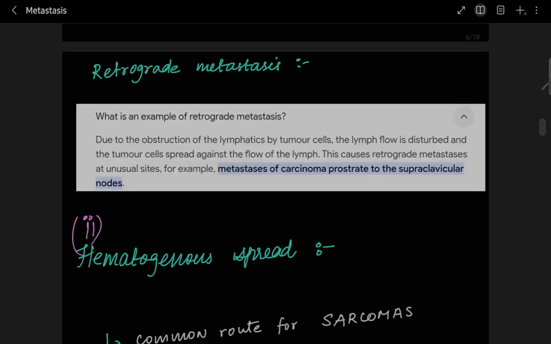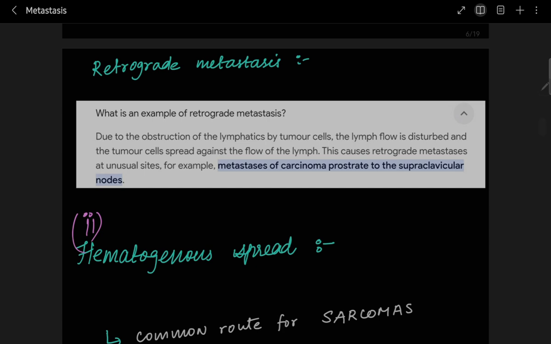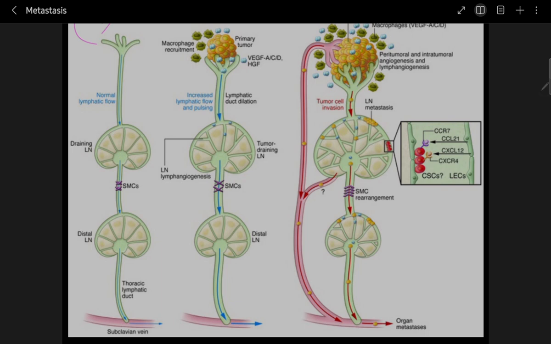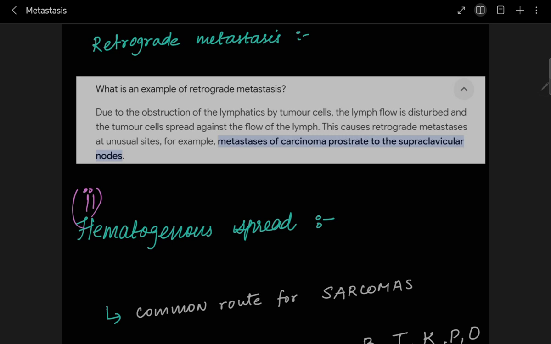Now coming to retrograde metastasis. You have seen how it was in this diagram of the lymphatics. Here you can see how smoothly the flow is happening, right? There is no obstruction. The tumor is metastasizing to the other organs and to the lymph node also, right? So there is no kind of obstruction in the pathway. But when there is an obstruction of the lymphatics by the tumor cells, the lymph flow is disturbed and the tumor cells spread against the flow of the lymph, and this causes retrograde metastasis at unusual sites. For example, metastasis of carcinoma prostate to the supraclavicular nodes.